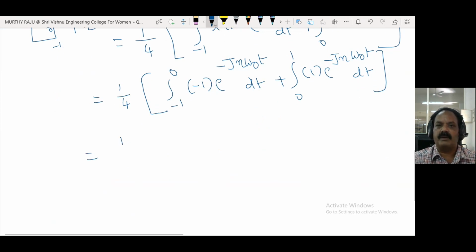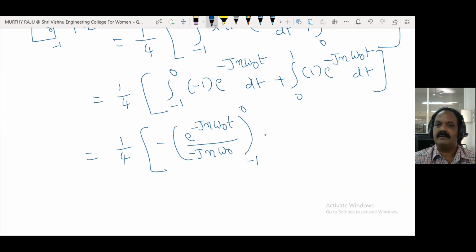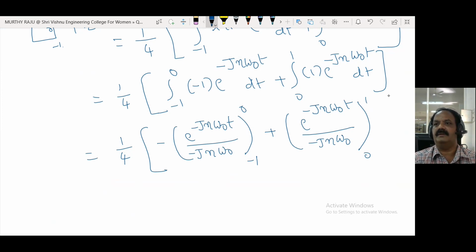Here, 1 by 4 times minus the integral of e power -j n omega naught t, giving e power -j n omega naught t by minus j n omega naught over the interval -1 to 0, plus e power -j n omega naught t by minus j n omega naught over the interval 0 to 1.